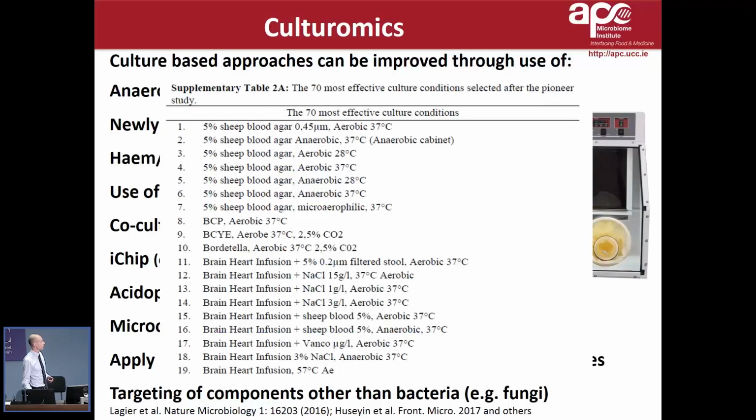I mentioned that there's a broad variety of different approaches that one can take with different agar-based strategies, and this is an example from just one paper whereby they claim to use the approach known as Culturomics. And in that paper, after playing around with hundreds of different culture media, they came up with a list of the 70 most effective culture media. And this is just the first 19 of those, but it gives you a sense as to how many different variables you can change in order to grow these microbes.